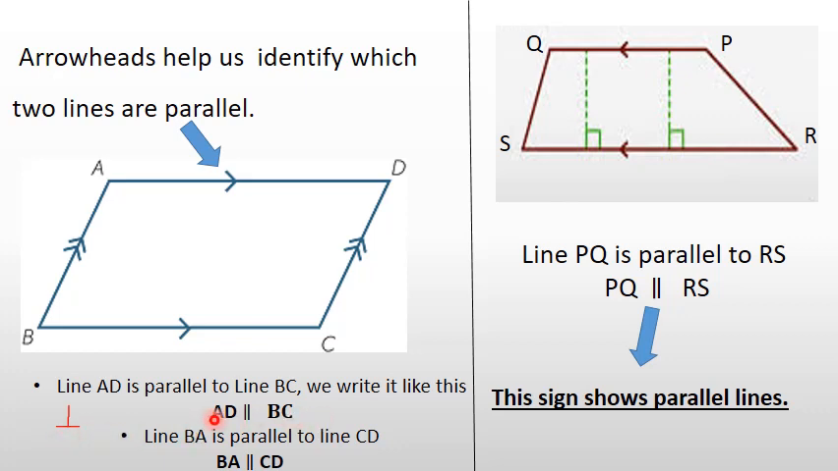So when I know AD is parallel to BC, I'll use this sign. This double line is a sign to show that the lines are parallel. I know that line BA is parallel to line CD, so I'll make these lines. I have, for example, this shape. You can see this is basically a trapezium.